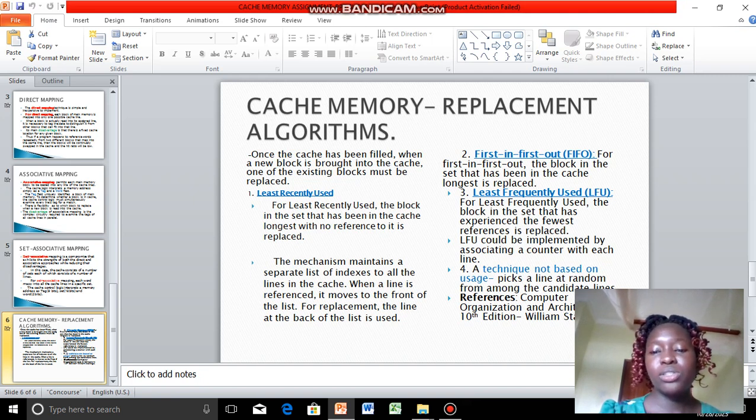Then for least frequently used, that is the third algorithm. The block in the set that has experienced the fewest references is replaced. Least frequently used could be implemented by associating a counter with each line to count the number of times each block gets referenced. Then the fourth algorithm is a technique that is not based on usage, and it picks a line at random from among the candidate lines.